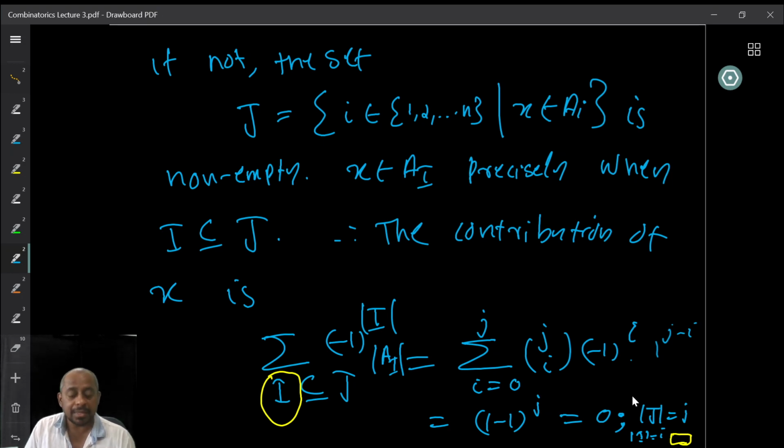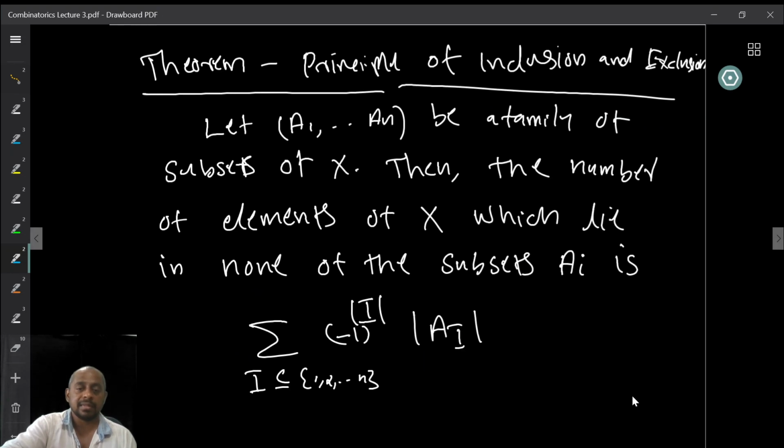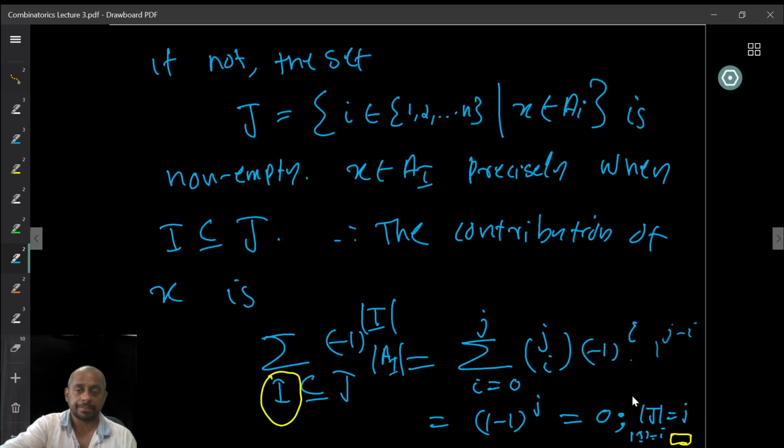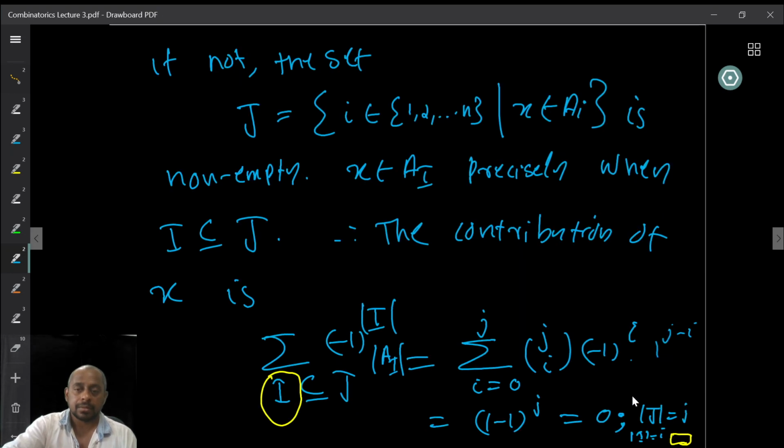But this total sum is the contribution of x to the sum, where x is an element of one of the A_i's. So any element in one of the A_i's contributes exactly 0 to the sum. And as we showed before, every element not in any A_i contributes exactly 1 to the sum. So therefore, this sum basically counts the number of elements that are not in one of the A_i's. So that is the proof.